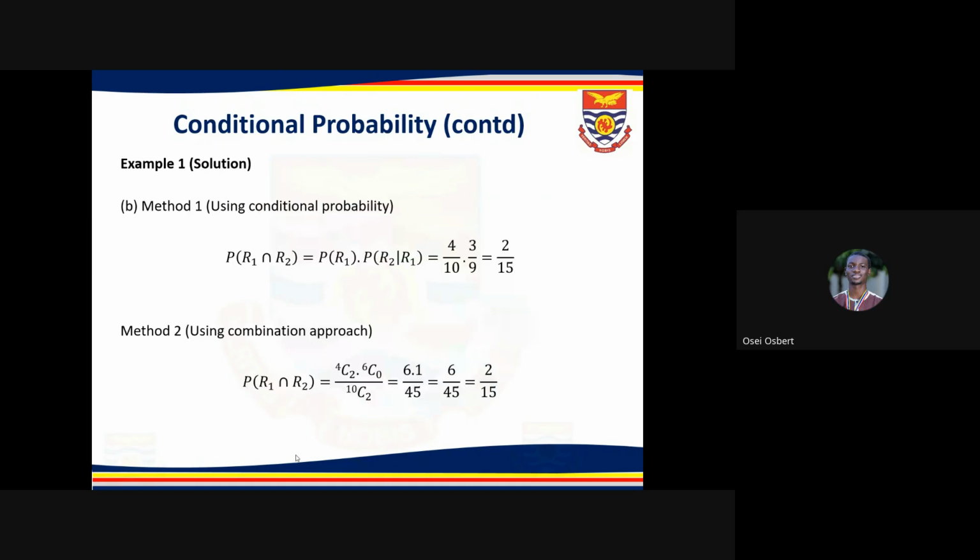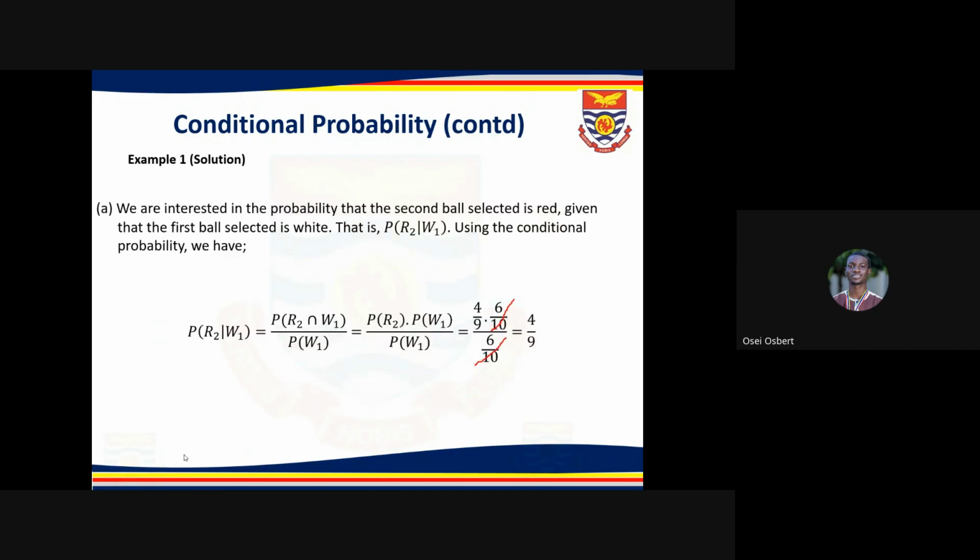And the second question asks that... someone has raised his hand. Joshua. Yes, sir. Please, I want to ask a question. Joshua, you can ask your question. Please, what if you won't use the tree diagram and the formal one?